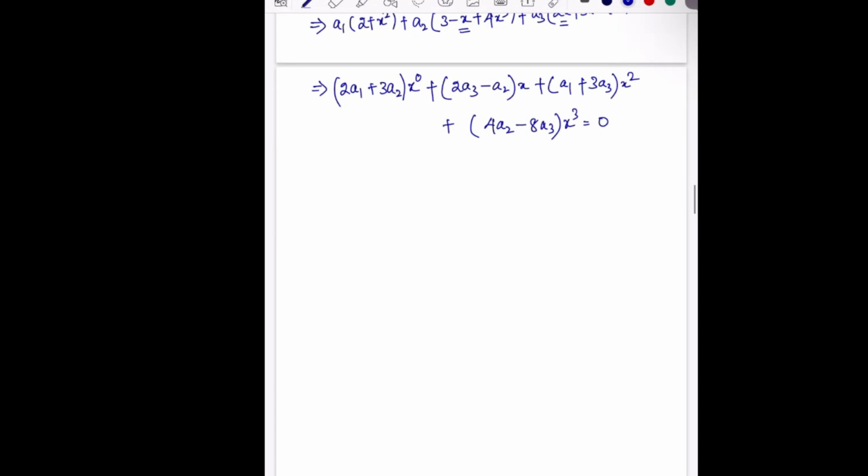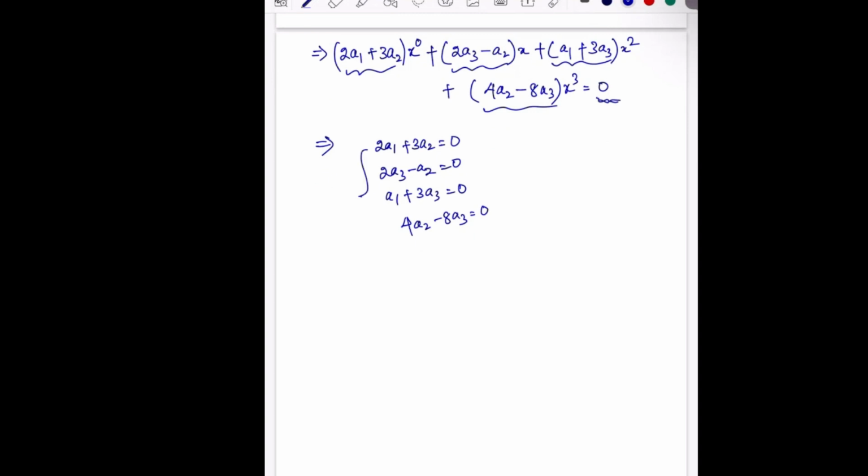So similarly, what I did in the previous questions, you can equate this coefficient to 0 because in the right hand side there is 0 here. So that means the coefficient of the powers of x must be individually 0. That means 2A1 plus 3A2 equal to 0, 2A3 minus A2 equal to 0, A1 plus 3A3 equal to 0, and 4A2 minus 8A3 equal to 0.